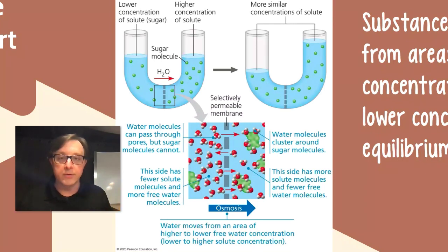So what's going to happen? The water is going to move, but the sugar is not. The water is going to try to reach equilibrium. In this case, the water is going to be moving from left to right. And that movement of water, which is really just the diffusion of water, is called osmosis.